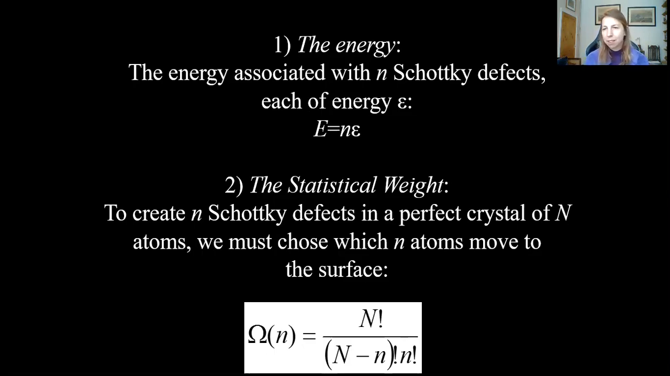So we're not considering the system in contact with a heat bath. The energy is fixed. We can also write down the statistical weight, because we have our formula for how to pick little n objects from big N objects. And what we're doing with our defects is we're creating little n defects from a perfect crystal that contains big N atoms. So straight away, we can write down the formula for the statistical weight associated with little n Schottky defects in a crystal containing big N atoms or molecules or particles of some type.